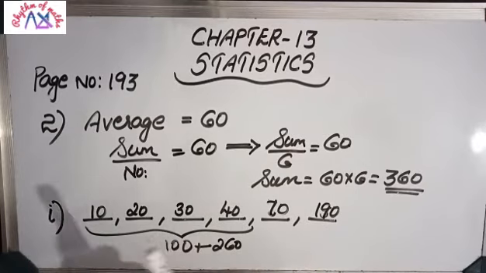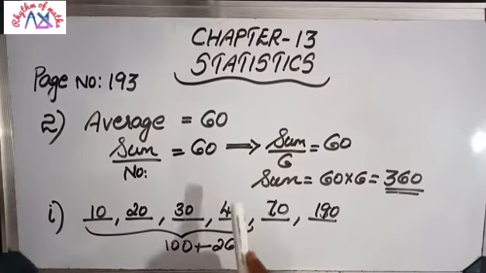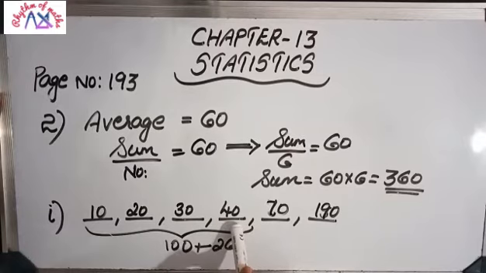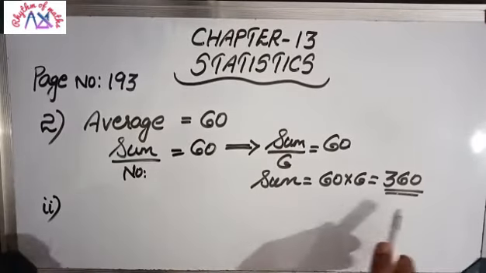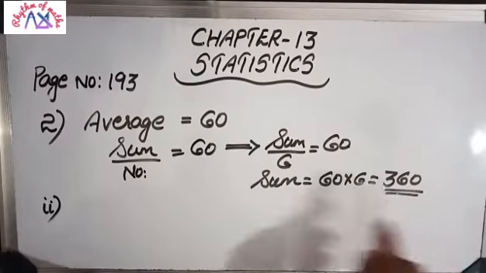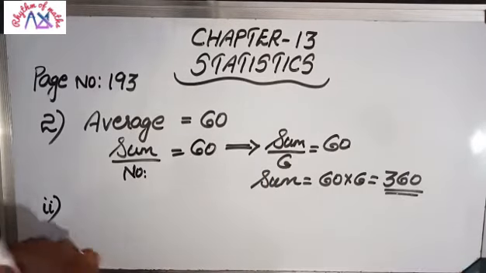Now in the second sub question it is given that the first 4 numbers must be greater than 60 and the next 2 numbers must be less than 60. That is the second sub question. So let's do that. Here also the sum must be 360, because the average is 60. Total 6 numbers, sum must be 360.